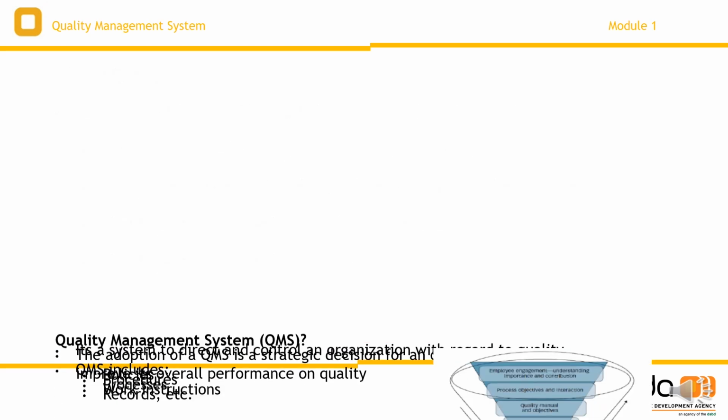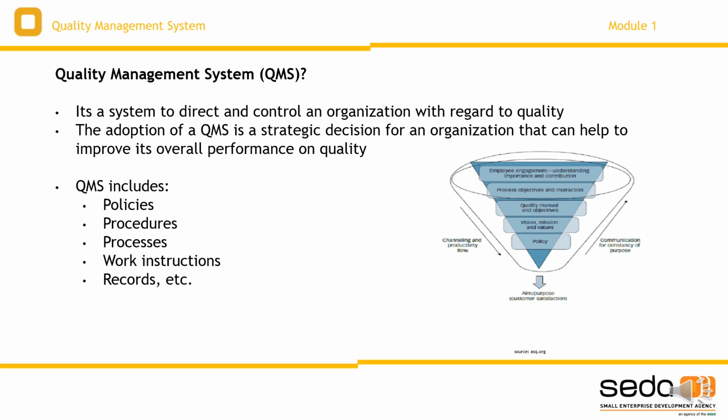In the previous slide, we discussed quality and we said quality is your ability as a business or organization to provide product or services according to your customer requirements. So how do we achieve that? We need to have a system in place to enable us to fulfill our customers' requirements. This system is called the quality management system. And this system directs and controls our organization with regard to quality.